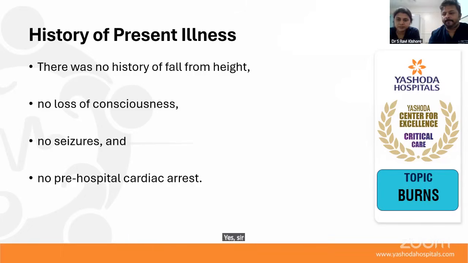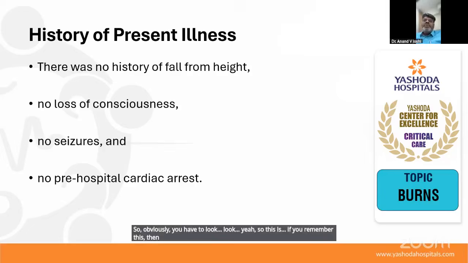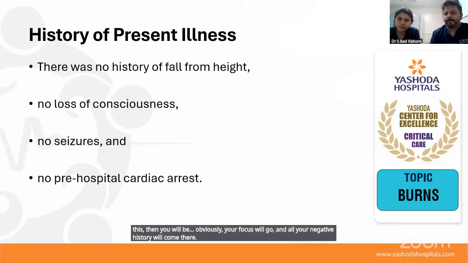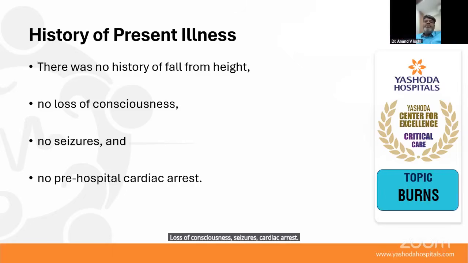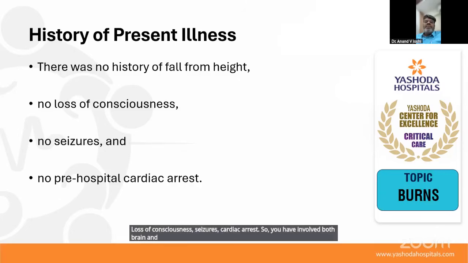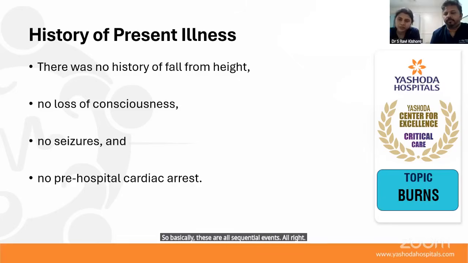So obviously, what will happen? If you remember this, then your focus will go and all the negative history will come there. Correct? Yes, sir. Loss of consciousness, seizures, cardiac arrest. So both the brain and heart are involved, or not? Basically, these are all sequential events. So that is very important.